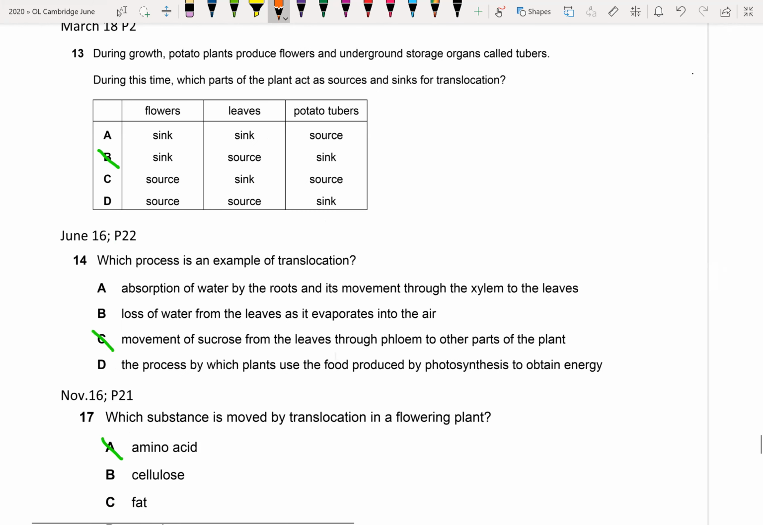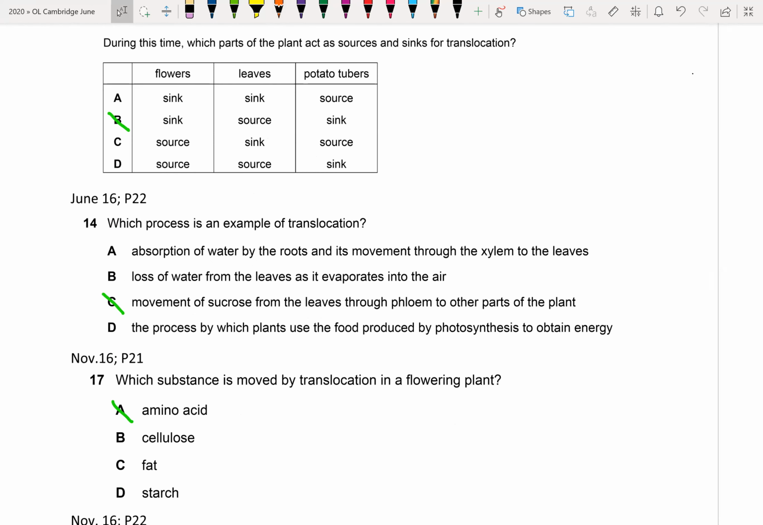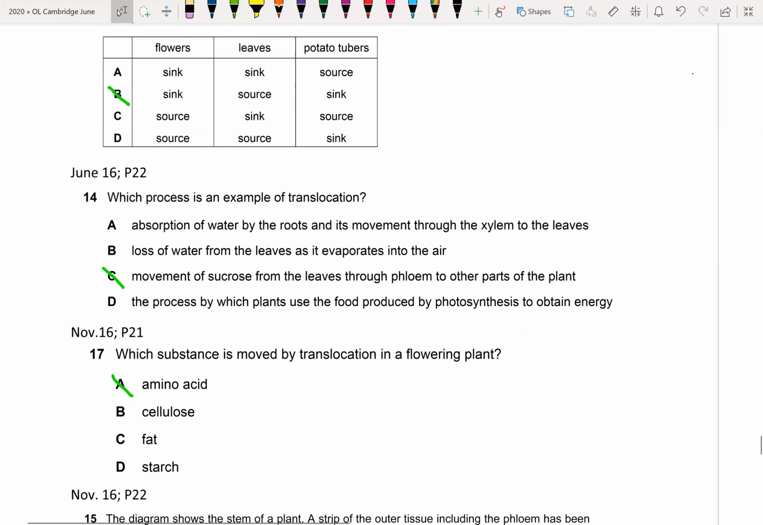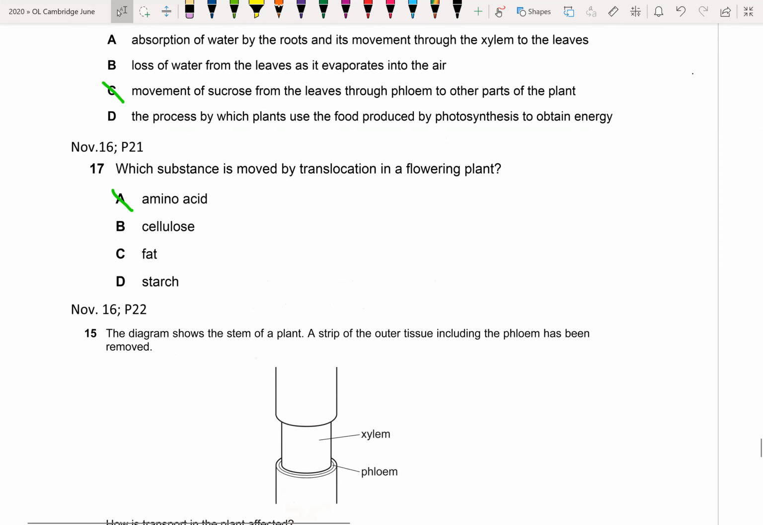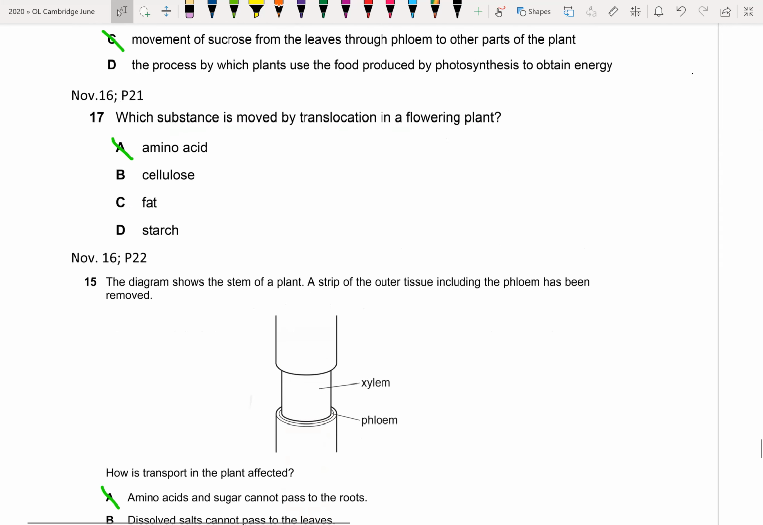Which process is an example of translocation? Movement of sucrose from the leaves through the phloem to other parts of the plant. That is translocation. Which substance is moved by translocation in a flowering plant? Amino acids. Full stop. These are tic tac questions.